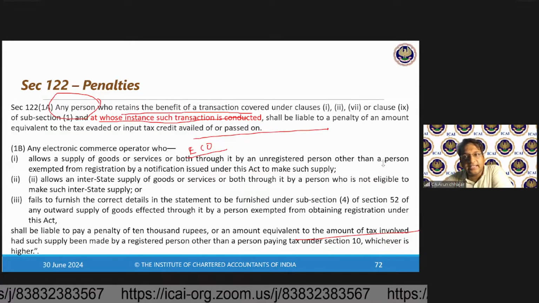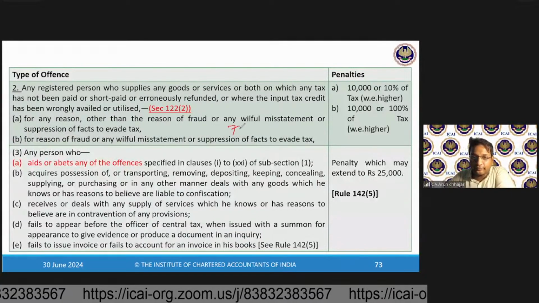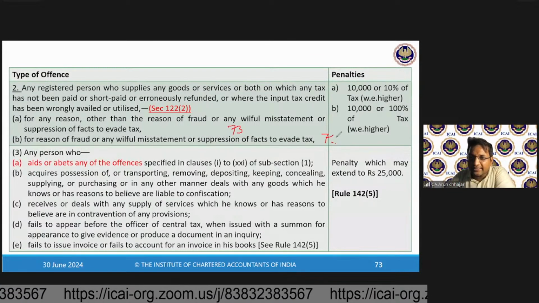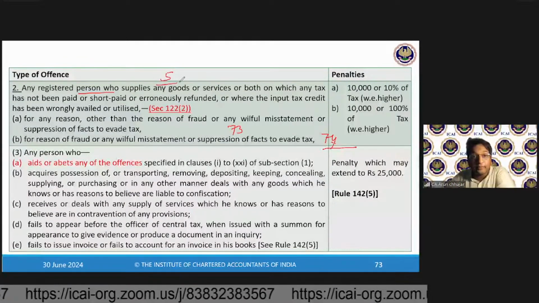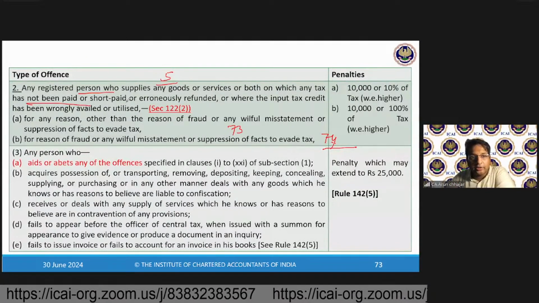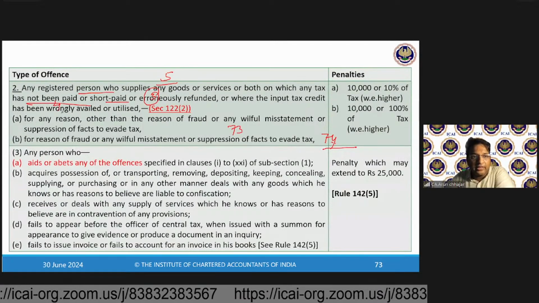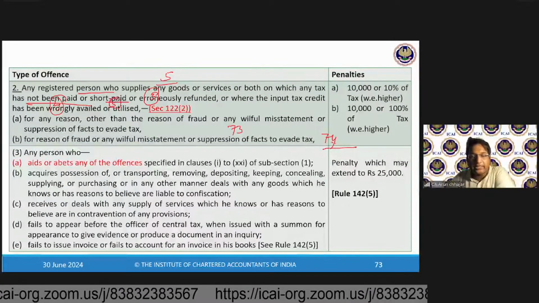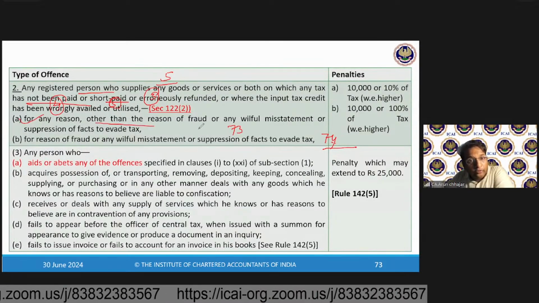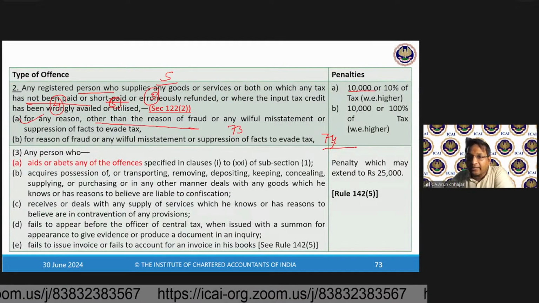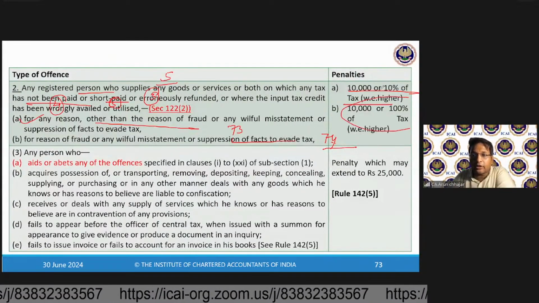Section 122(2) is exactly like 73-74. They are saying any registered person who has a problem such as tax not paid, short paid, erroneously refunded, or ITC wrongly availed or wrongly utilized. If the reason is a non-fraud case, then the penalty will be 10,000 or 10%. And if it is a fraud case, then the penalty would be 10,000 or 100%.